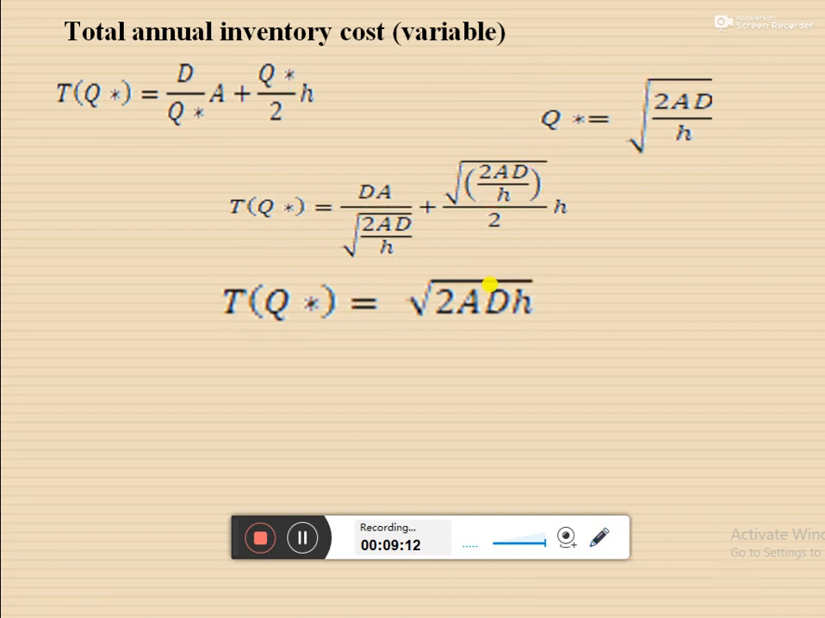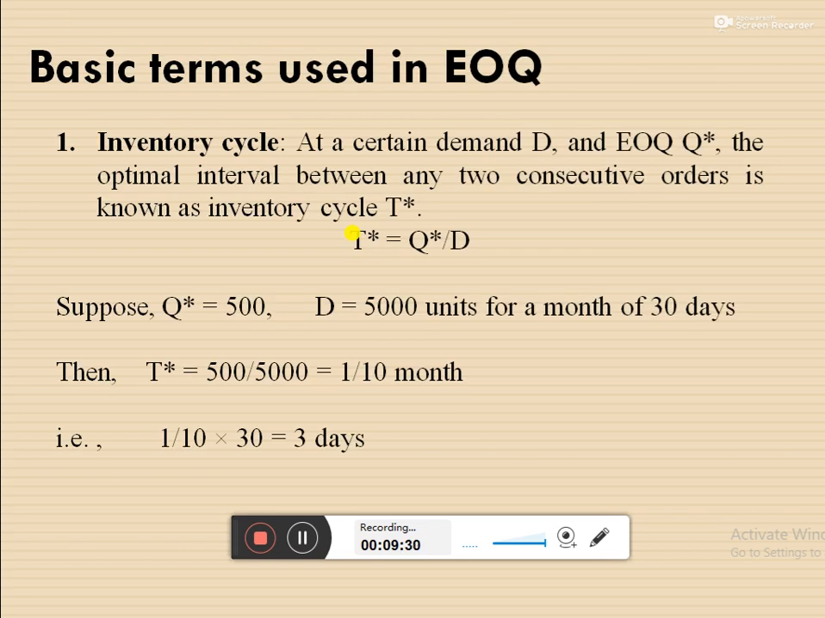To solve the problems related to inventory management in a simpler and faster way, we should keep in mind these formulas, which would save our time in solving these problems. Now we will discuss some basic terms that are used in economic order quantity.